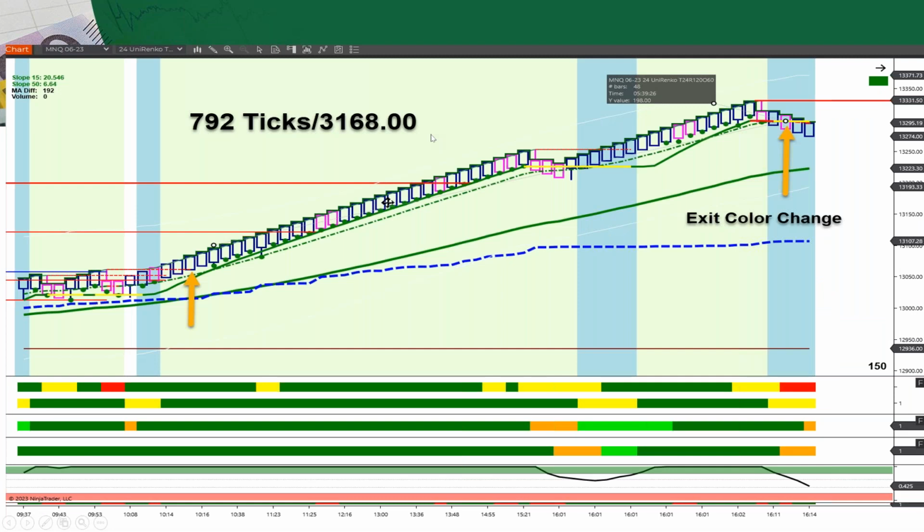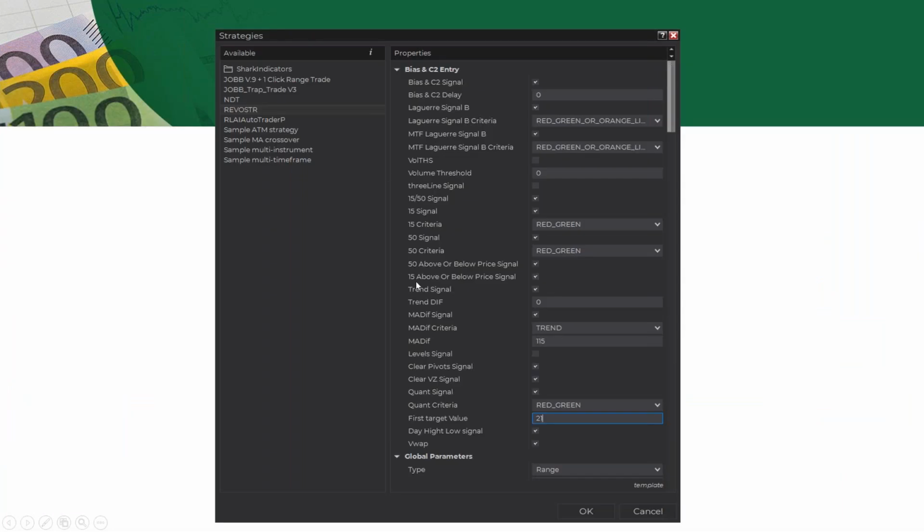Here's another trade, 792. So what does it do? I'm always asked, what does it do? It just follows the rules. Look, here's some of the settings. We want the bias, which is the colored background, and the C2, so we check that. We want the Laguerre in agreement.